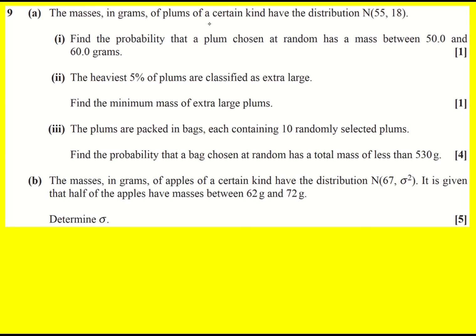The masses in grams of plums of a certain kind have a normal distribution. I'm going to call it X. X follows a normal distribution with mean of 55, that's our parameter here, and variance of 18, which means the standard deviation is the square root of 18. Find the probability that a plum chosen at random has a mass between 50 and 60.